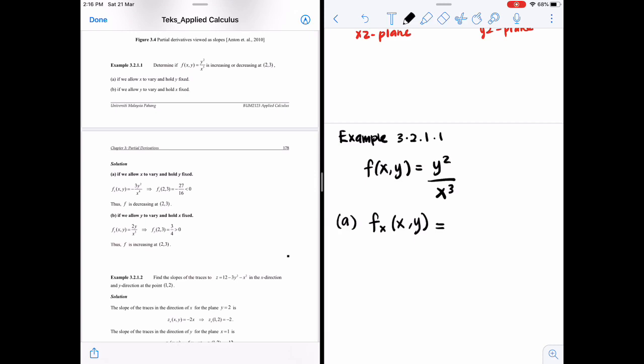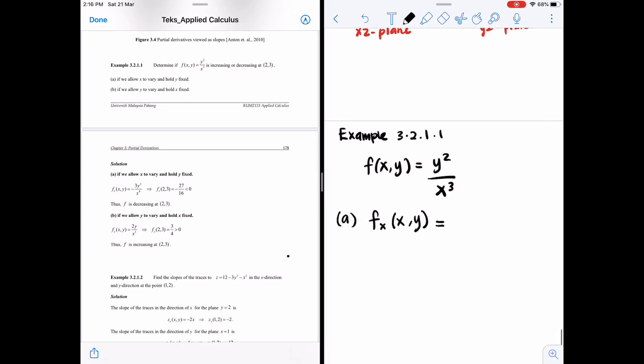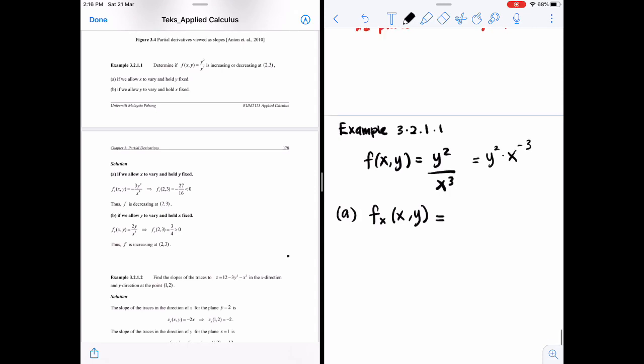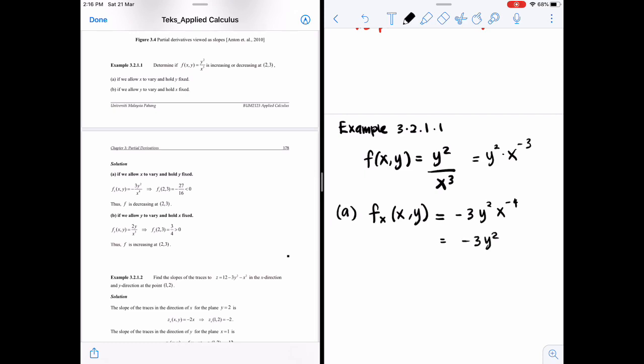So this function can also be written as y squared times x to the power of negative 3. When we differentiate with respect to x, we consider y as a constant. So we will have negative 3 y squared x to the power of negative 4, which is negative 3 y squared over x to the power of 4.